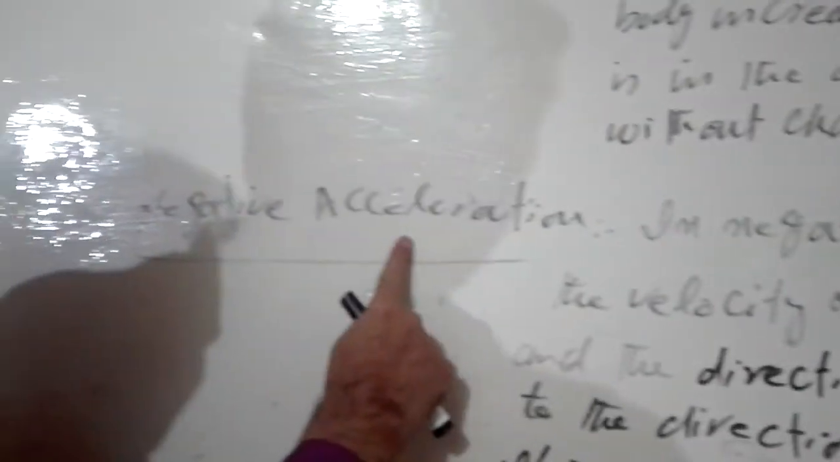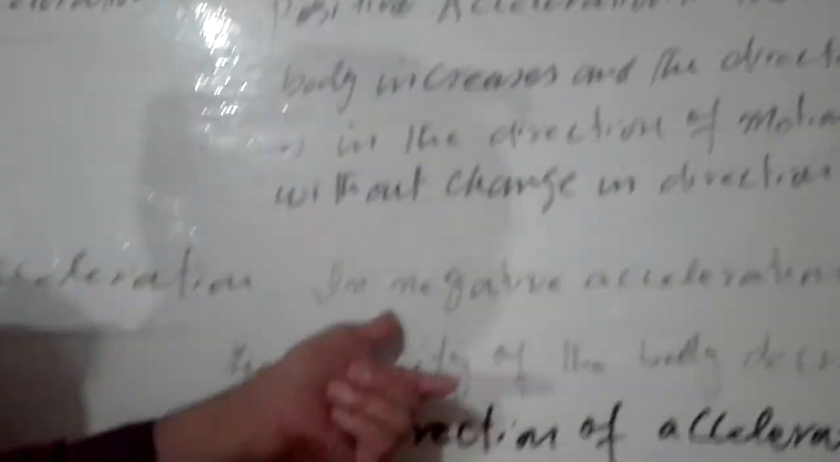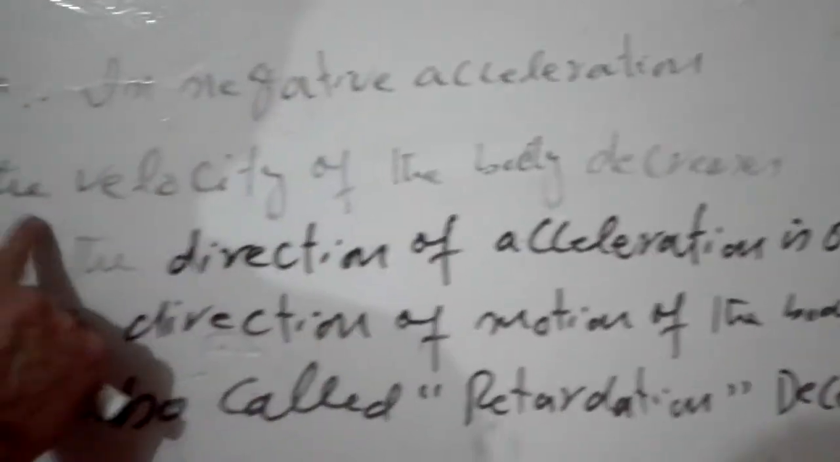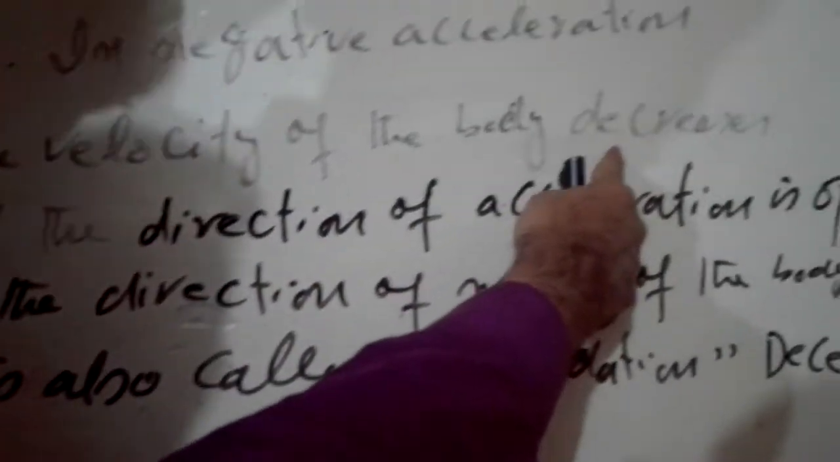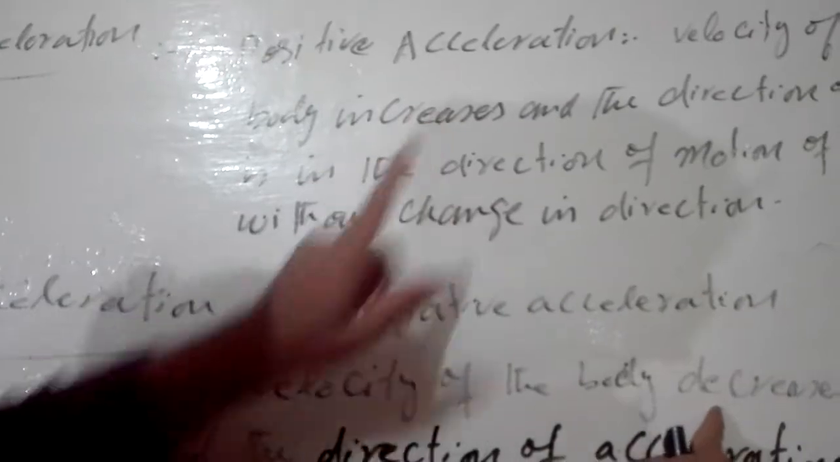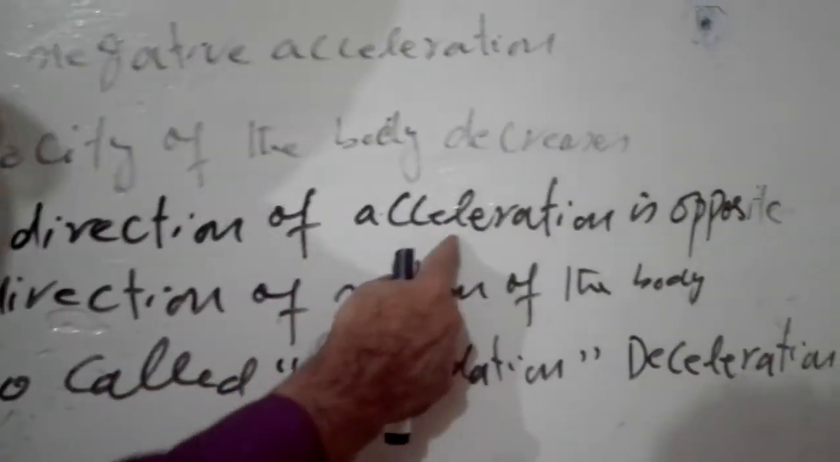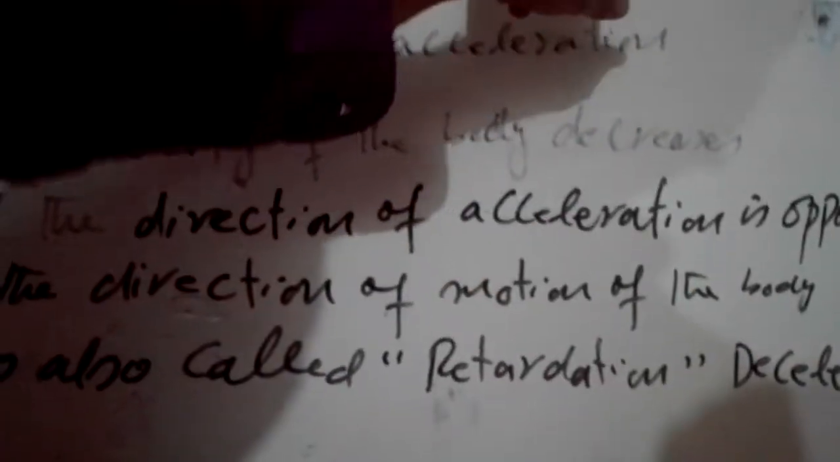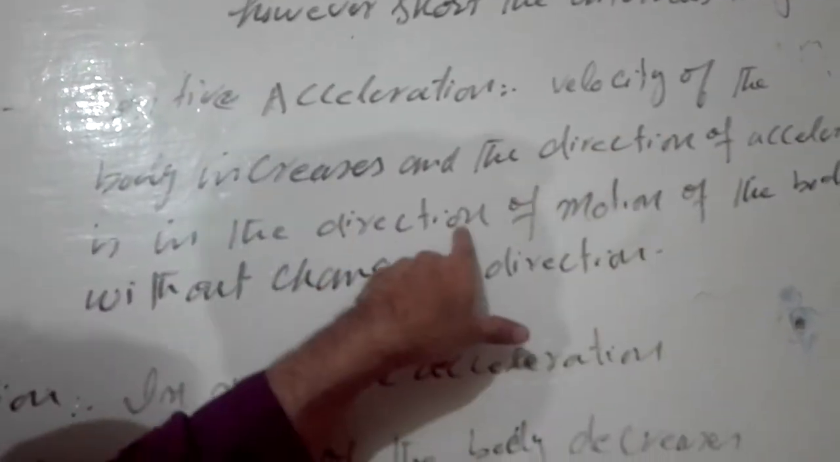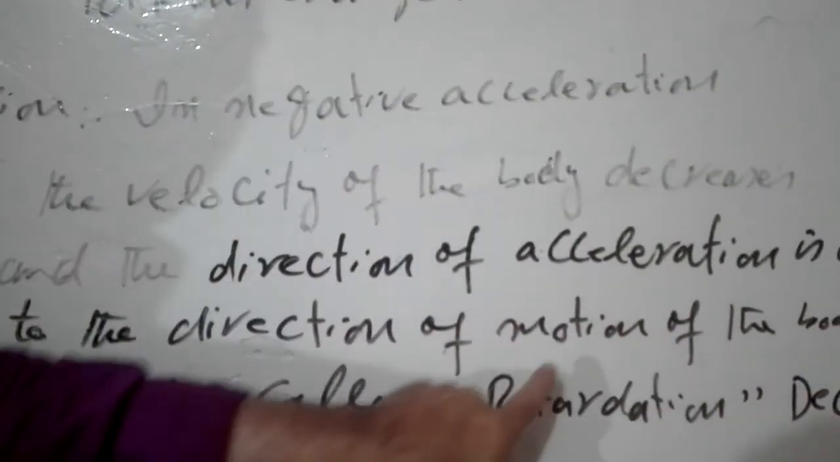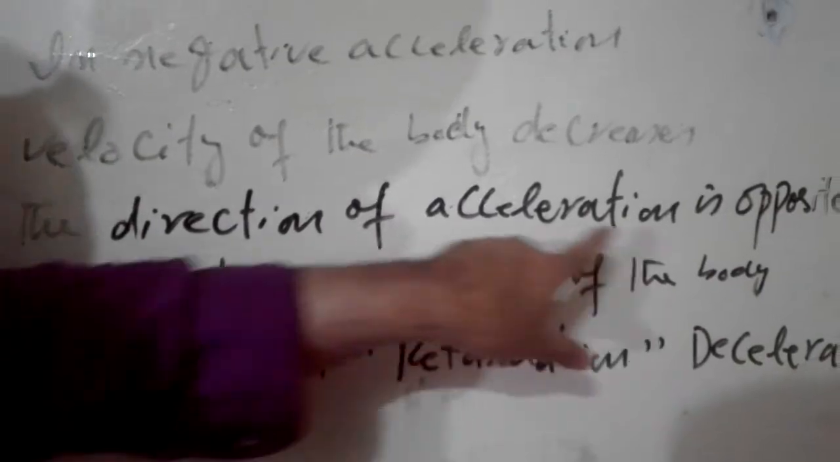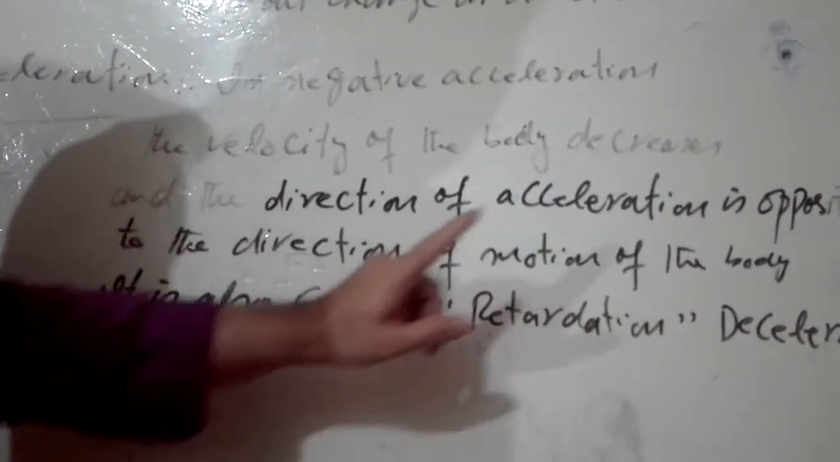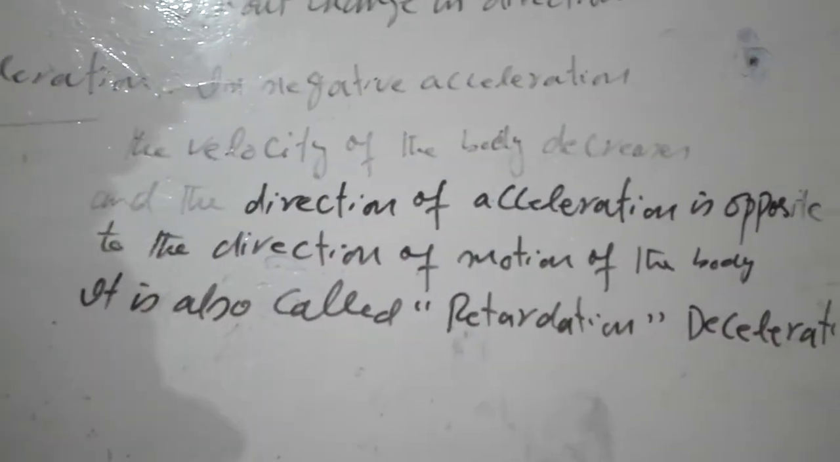Okay, next is negative acceleration. Now if you have understood positive, this is the opposite of it. In negative acceleration, the velocity of the body decreases. Note down that in positive acceleration velocity increases, but in negative acceleration velocity decreases, and the direction of acceleration is opposite to the direction of motion of the body. Notice here the direction is not opposite, it is the same direction, but in negative acceleration the direction of motion of the body is opposite to the acceleration. That kind of acceleration is known as negative acceleration.